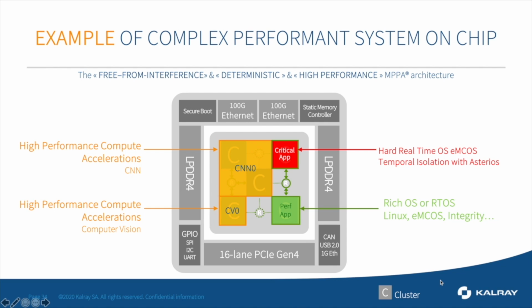Hard real-time dedicated to determinism on one part of the chip, here 16 cores, with temporal isolation taken care of by a dedicated OS. Running a rich OS or RTOS, such as Linux or EMCOS or Integrity, and having, as we have seen before, these needs of acceleration. Here it takes care of the dedicated accelerators for CNN and for mathematical acceleration that can be accessed by memory.